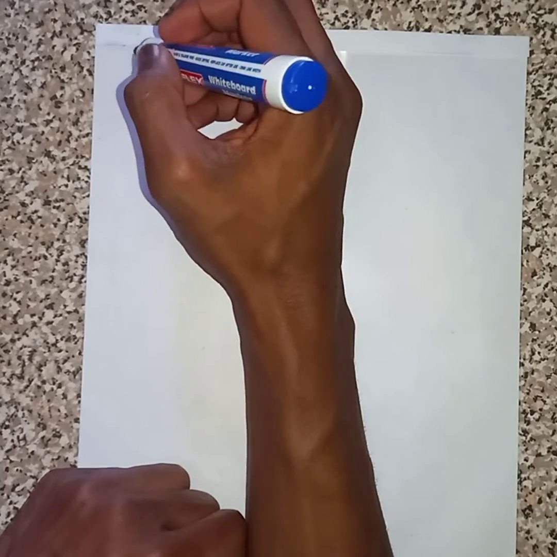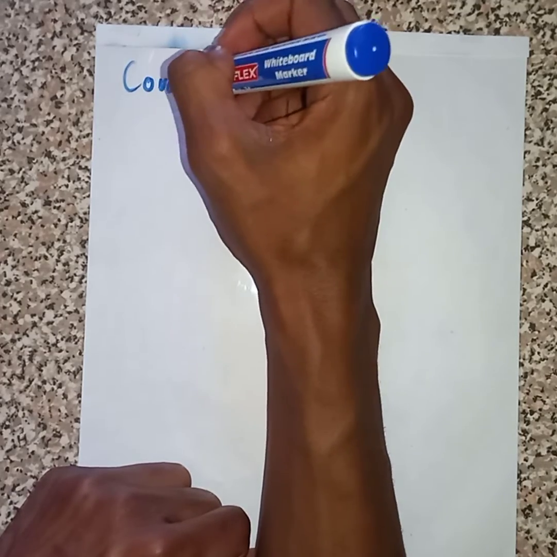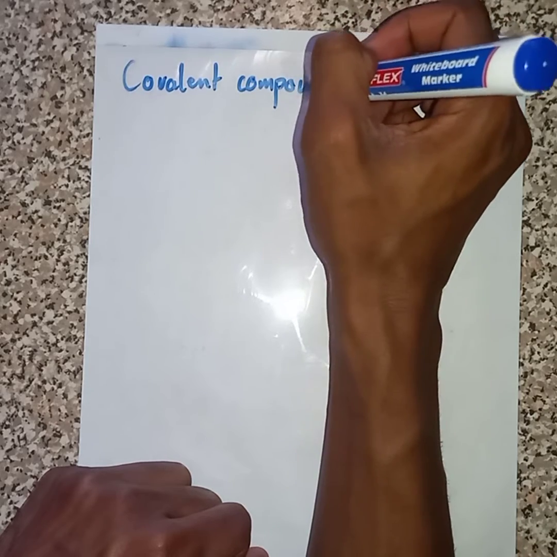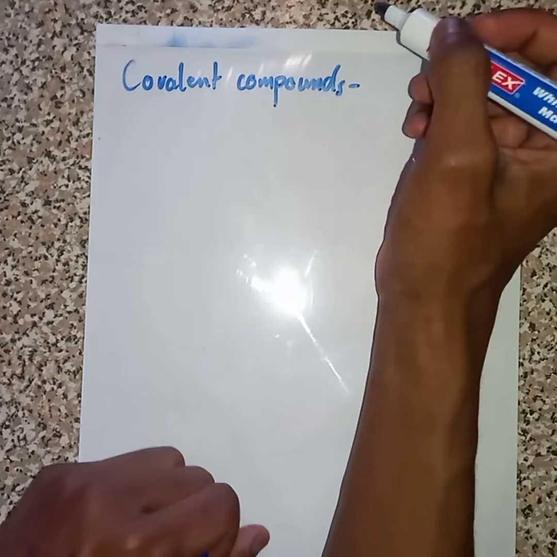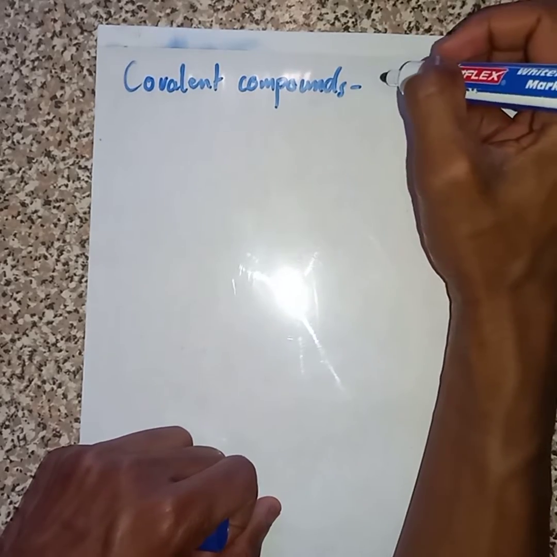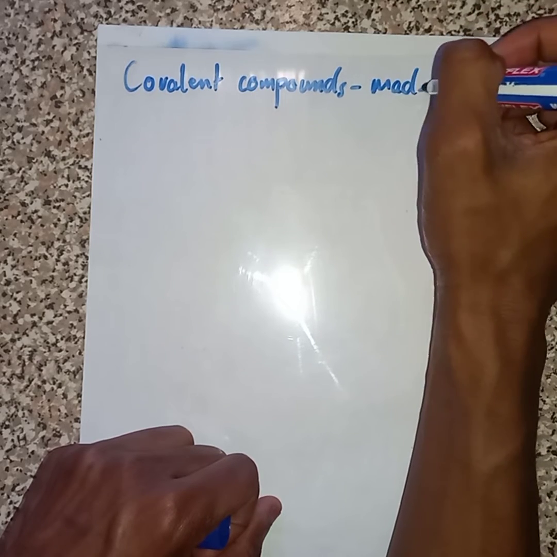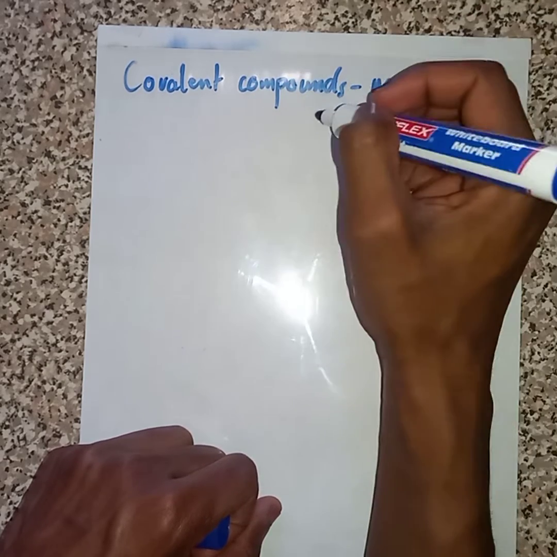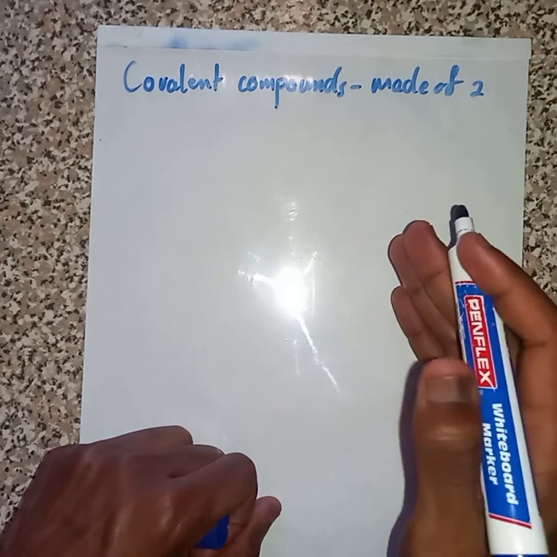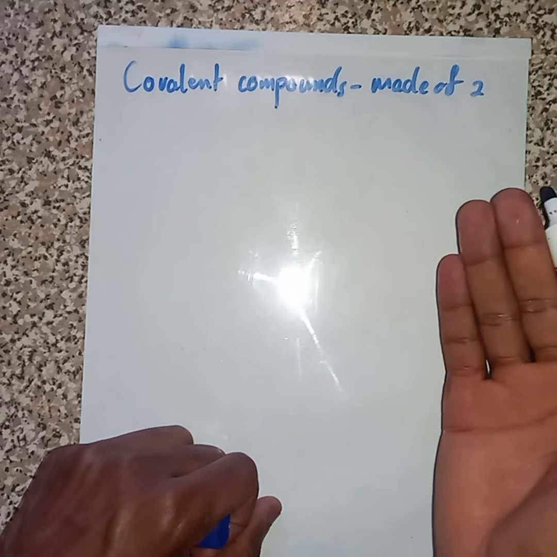Today we are going to do covalent compounds, chemical formulas. Firstly, let us try to define the term covalent compound. We know that covalent compounds are made up of two or more nonmetals. To be specific, it is a sharing of electrons between two or more nonmetals.